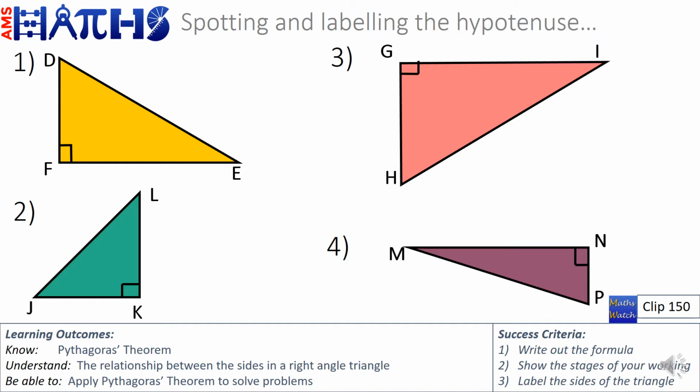So our hypotenuse is the longest side on a right-angled triangle. So for the first one, DE is the hypotenuse. For the second one, JL is the hypotenuse. And for our third one, HI is the hypotenuse. And for the fourth one, MP is the hypotenuse. All right, it doesn't matter which way around you write the letters, as long as you have those two letters, then they represent the hypotenuse in each case.